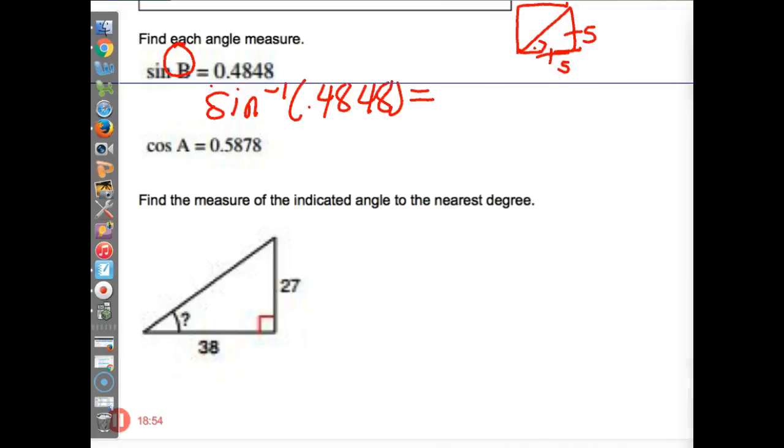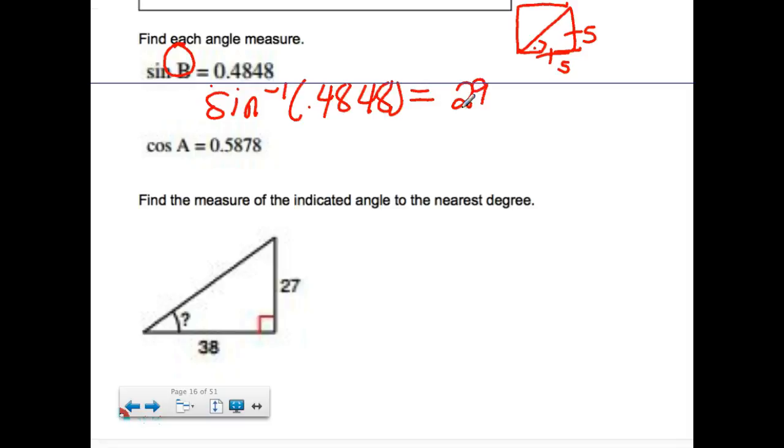So about 29 degrees. Cosine A is 0.5878. What's the angle? Well, it's going to be cosine inverse 0.5878. And you can go do that on your calculator yourself.